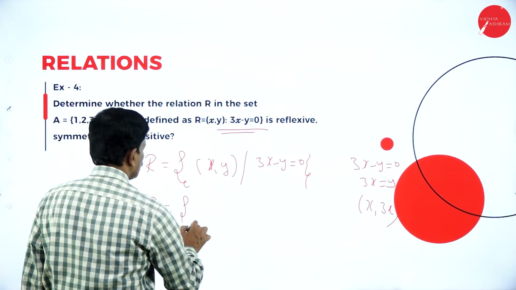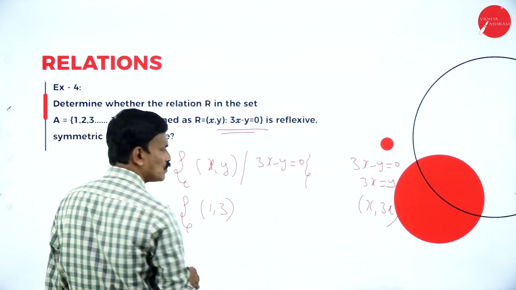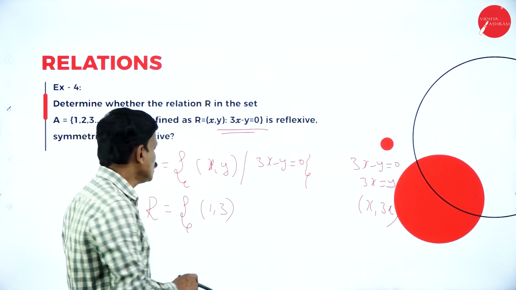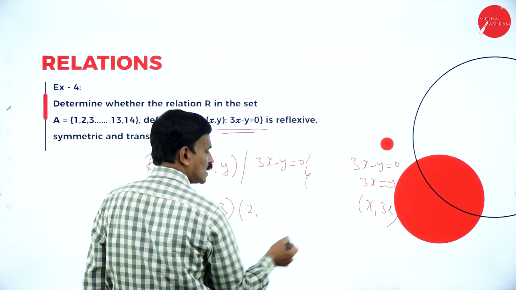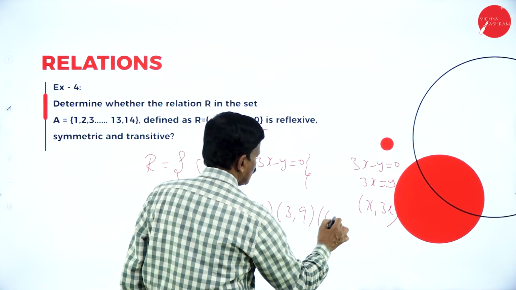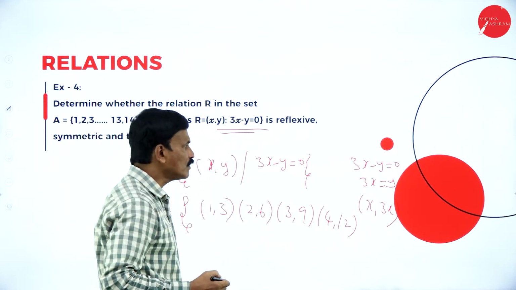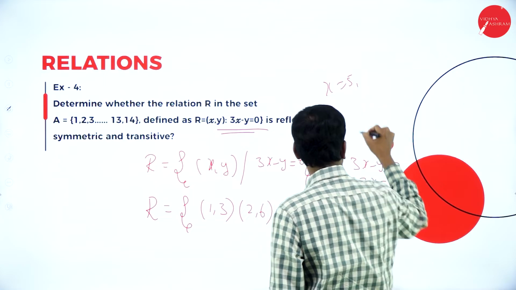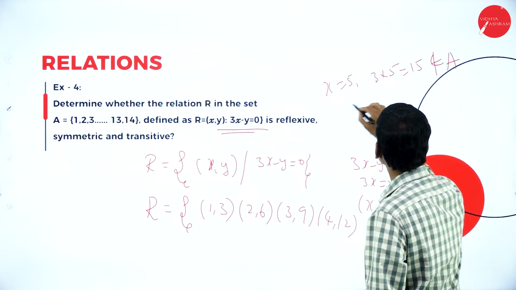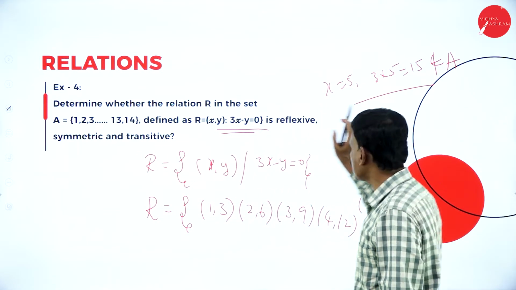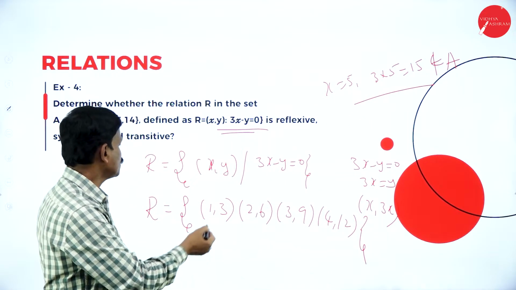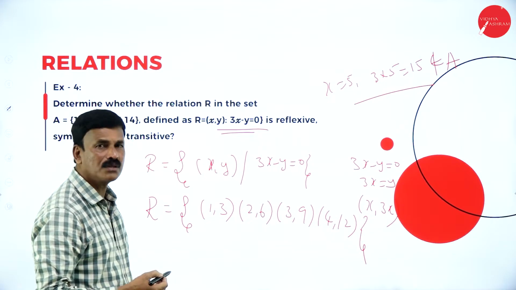Write down the elements. If x is equal to 1, y is equal to 3 into 1, which is 3. If you substitute here, 3 into 1 is 3, minus y is 3, 3 minus 3 is 0. Second, if x is equal to 2, the second number is 3 into 2 is 6. Again 3, 3 3s are 9. Again 4, 4 3s are 12. If x is equal to 5, then 3x, 3 into 5, that's equal to 15, which does not belong to the given set. So we can take only these elements in the relation R. R contains (1, 3), (2, 6), (3, 9) and (4, 12).